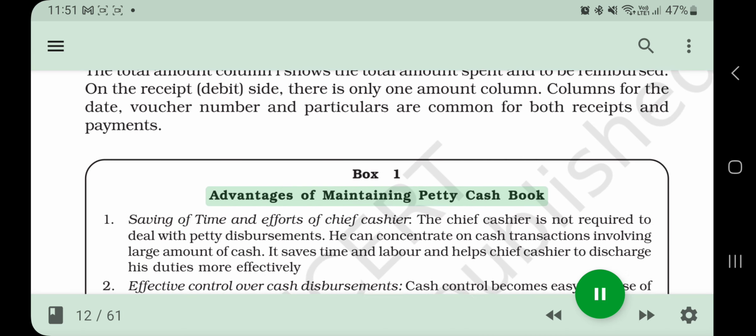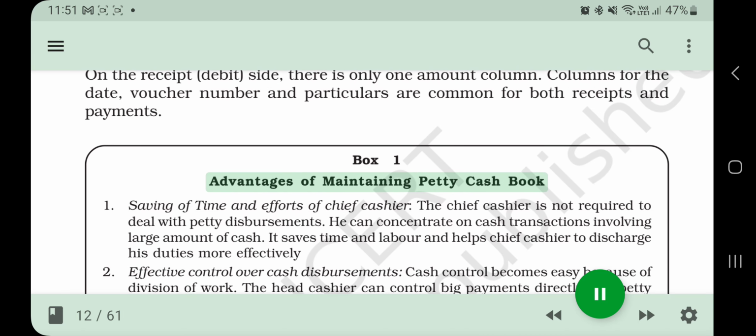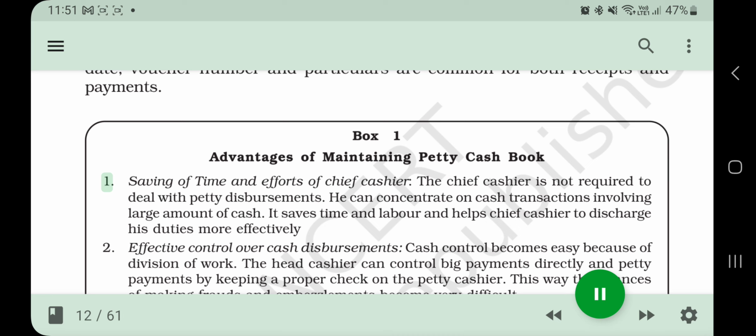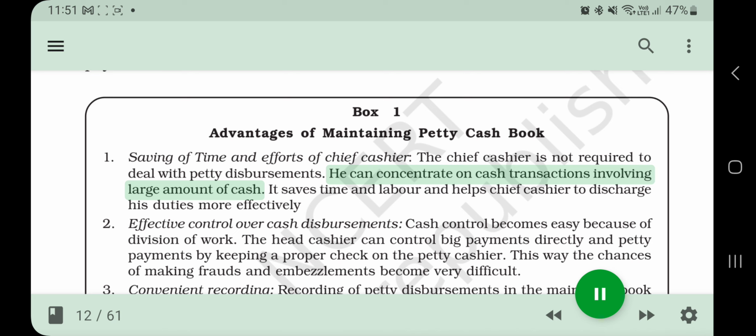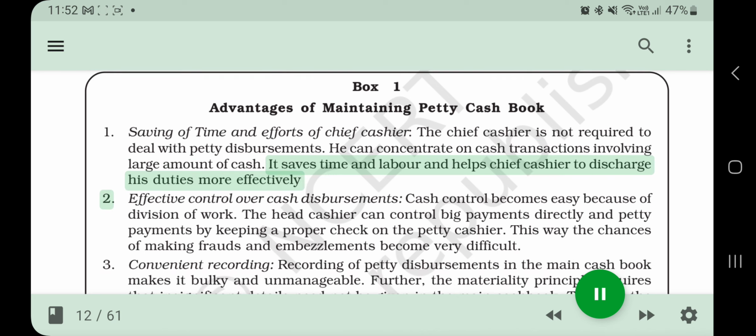Box 1. Advantages of maintaining petty cash book. 1. Saving of time and efforts of chief cashier. The chief cashier is not required to deal with petty disbursements. He can concentrate on cash transactions involving large amounts of cash. It saves time and labor and helps the chief cashier to discharge his duties more effectively too.